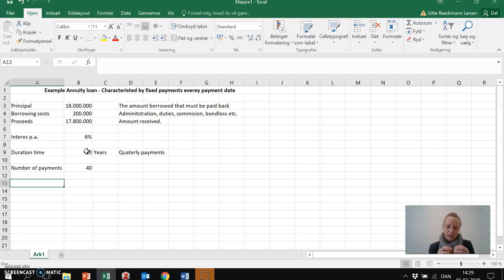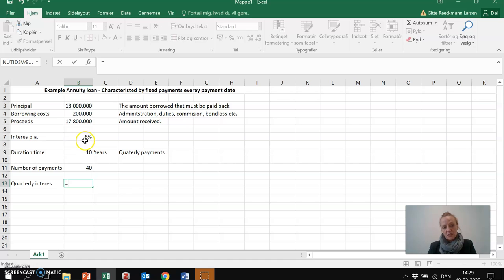So if we pay every quarter, we also pay a quarterly interest. And very simple, not a lot of explanation here. You calculate the quarterly interest by taking the annual interest and dividing it by 4. And put this into percentage and add a few decimals. All right.